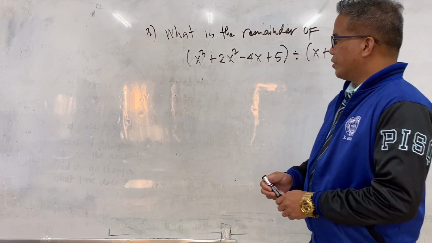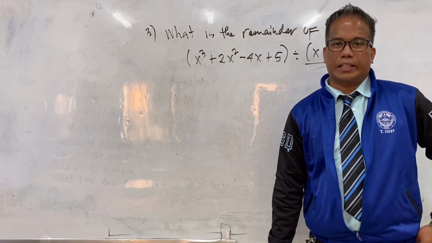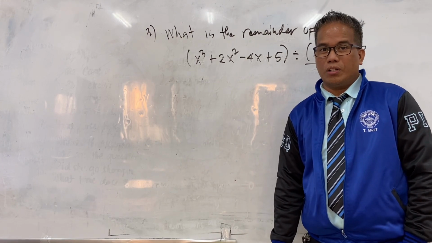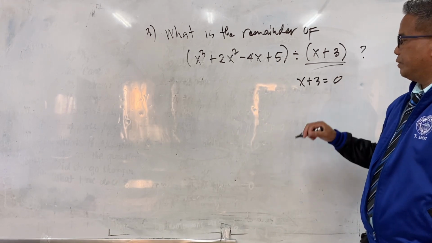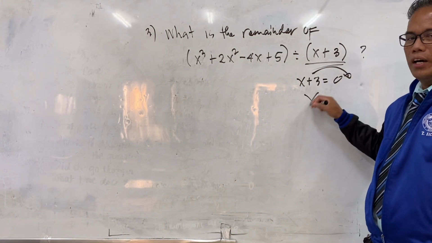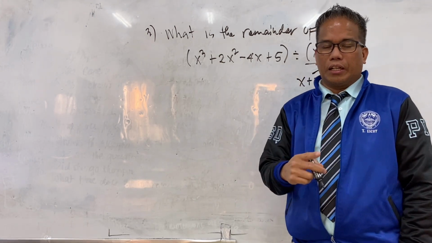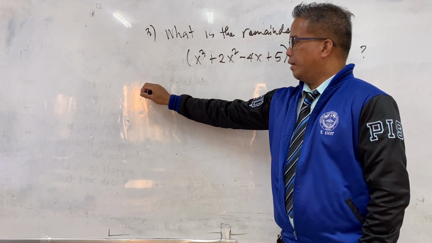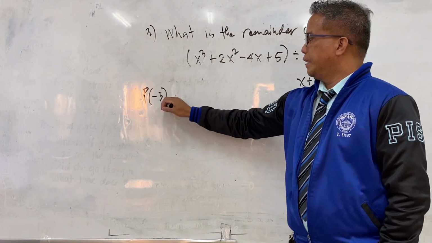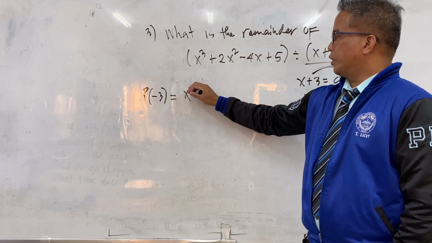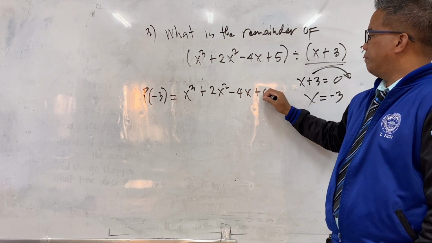How? In using the remainder theorem, we are going to take x plus 3, the binomial, and equate this to 0, solving for the value of x. So we have x plus 3 equals 0. Then transpose this, so x is equal to negative 3. Then using the remainder theorem, we will use P of negative 3 is equal to x cubed plus 2x squared minus 4x plus 5.